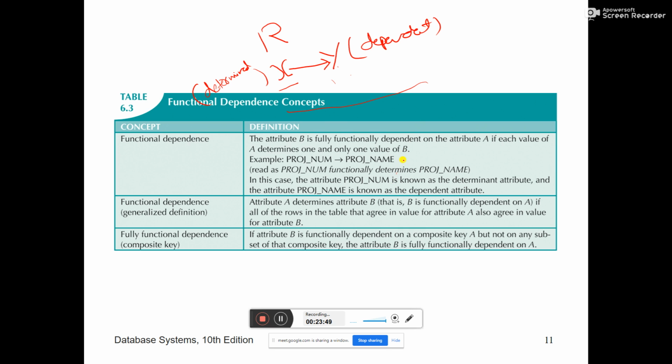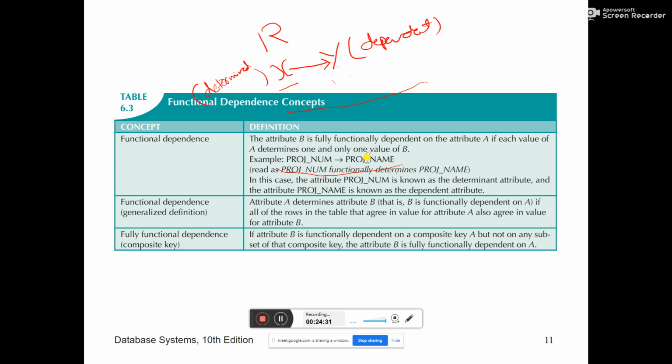Okay, like here, this is an example. Project name is fully dependent on project num. Project name depends on project num. Project num is the determinant and project name is the dependent. In other words, if I give you a project number, could you find the project name from the table? Yes, given a project num, we can uniquely identify a project name.